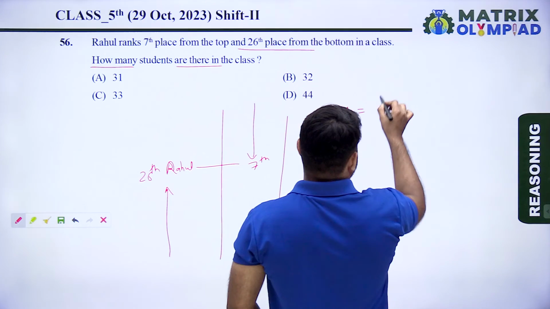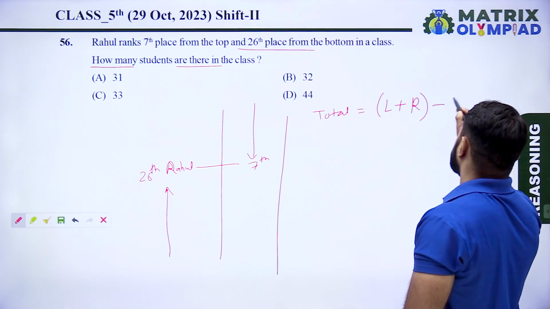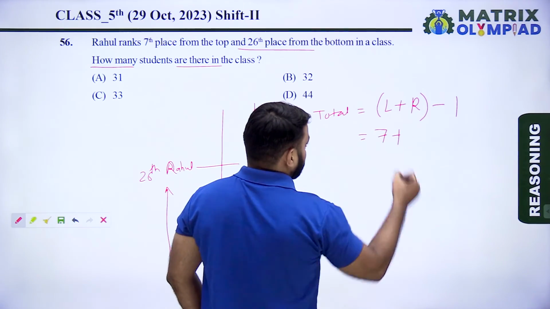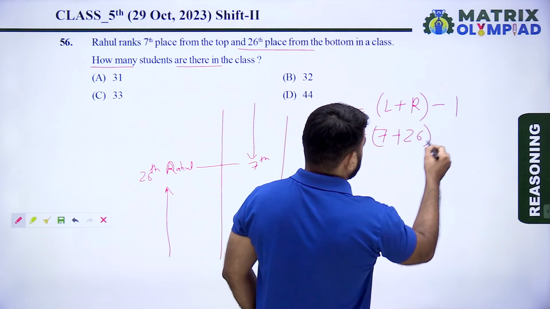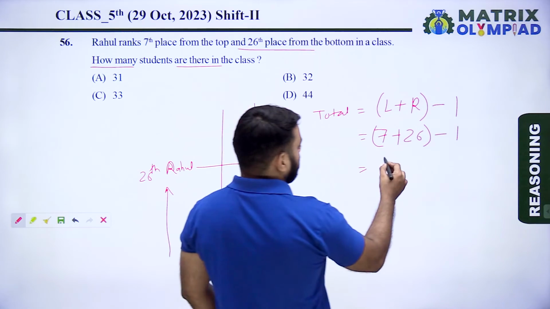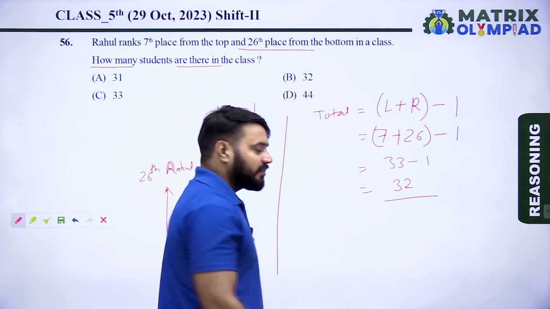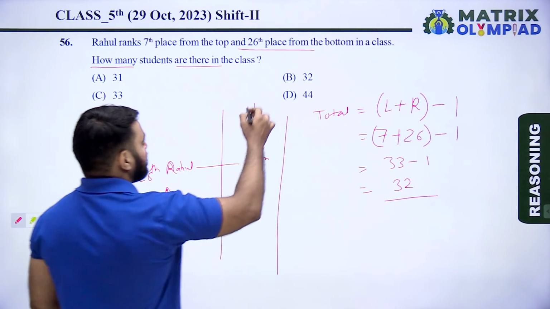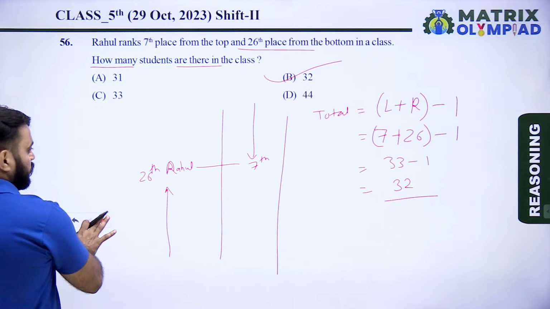So the formula is left position plus right position of the same person minus 1. So the left position of Rahul is 7 and the right position of Rahul is 26, minus 1. So 7 plus 26 means 33, minus 1, so it means 32. So there are 32 total students in this class. So the correct option is option B. So let's move on to the next question.